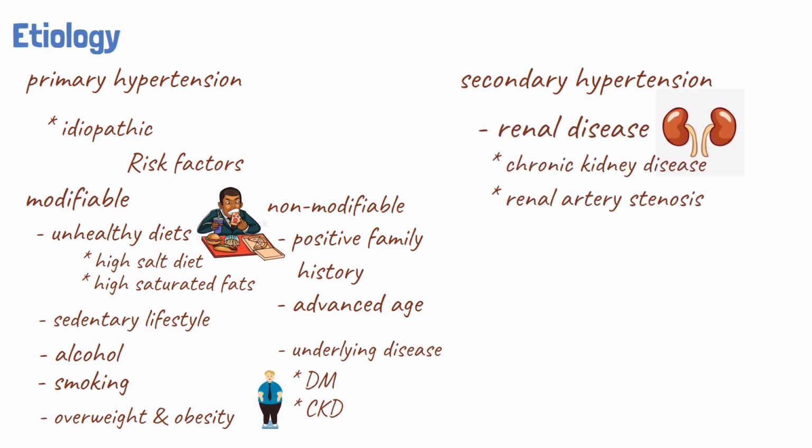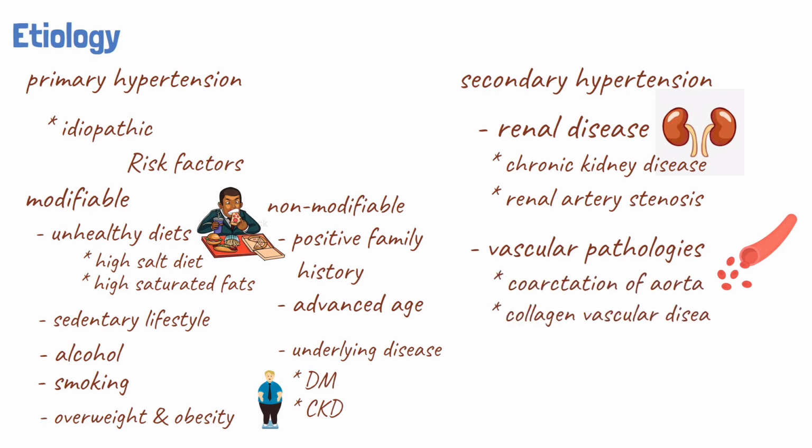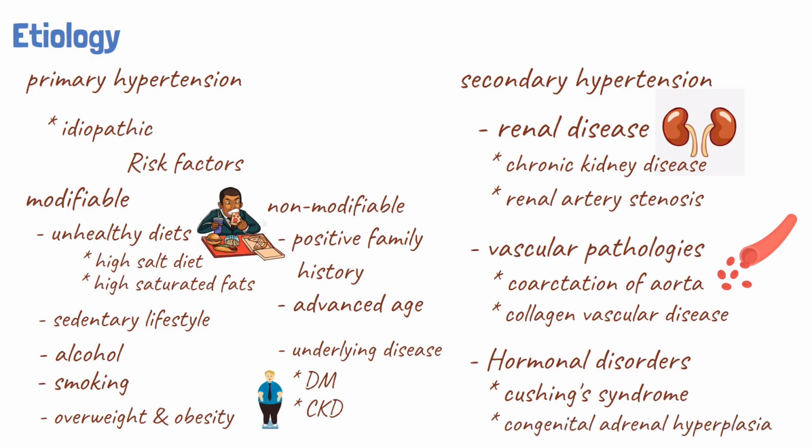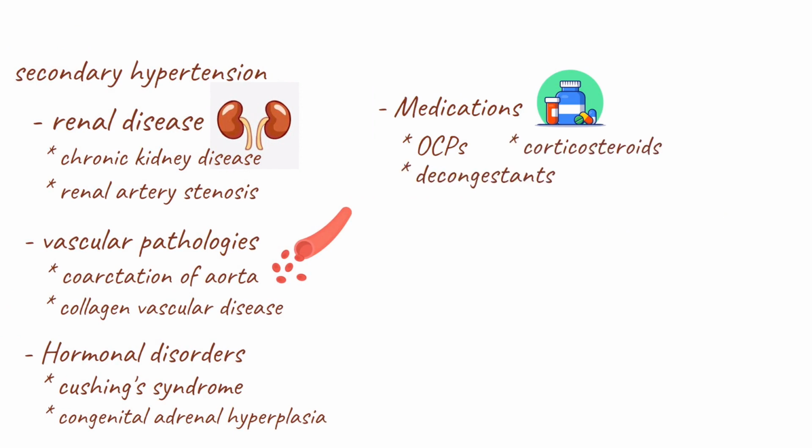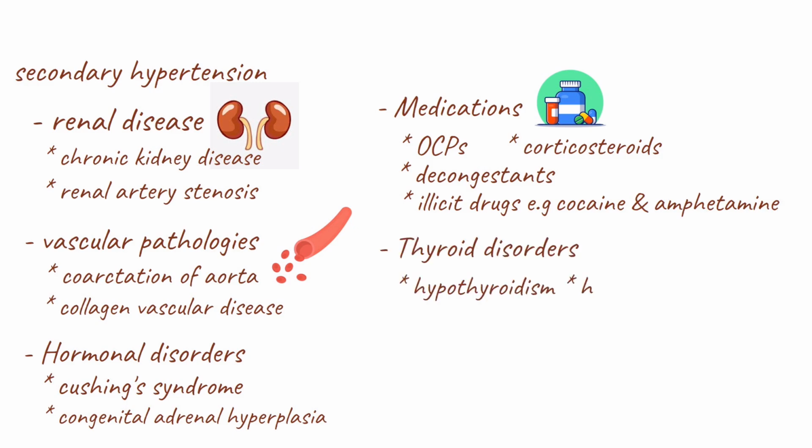Secondary hypertension results from specific medical disorders, some of which include renal disease such as chronic kidney disease and renal artery stenosis, vascular causes such as coarctation of aorta and collagen vascular disease, hormonal disorders such as Cushing syndrome and congenital adrenal hyperplasia, medications including oral contraceptives, corticosteroids, decongestants, and illicit drugs such as cocaine and amphetamine, thyroid disorders including hypothyroidism and hyperthyroidism, pheochromocytoma, which is a rare tumor of the adrenal gland that can lead to excess adrenaline production and cause high blood pressure.